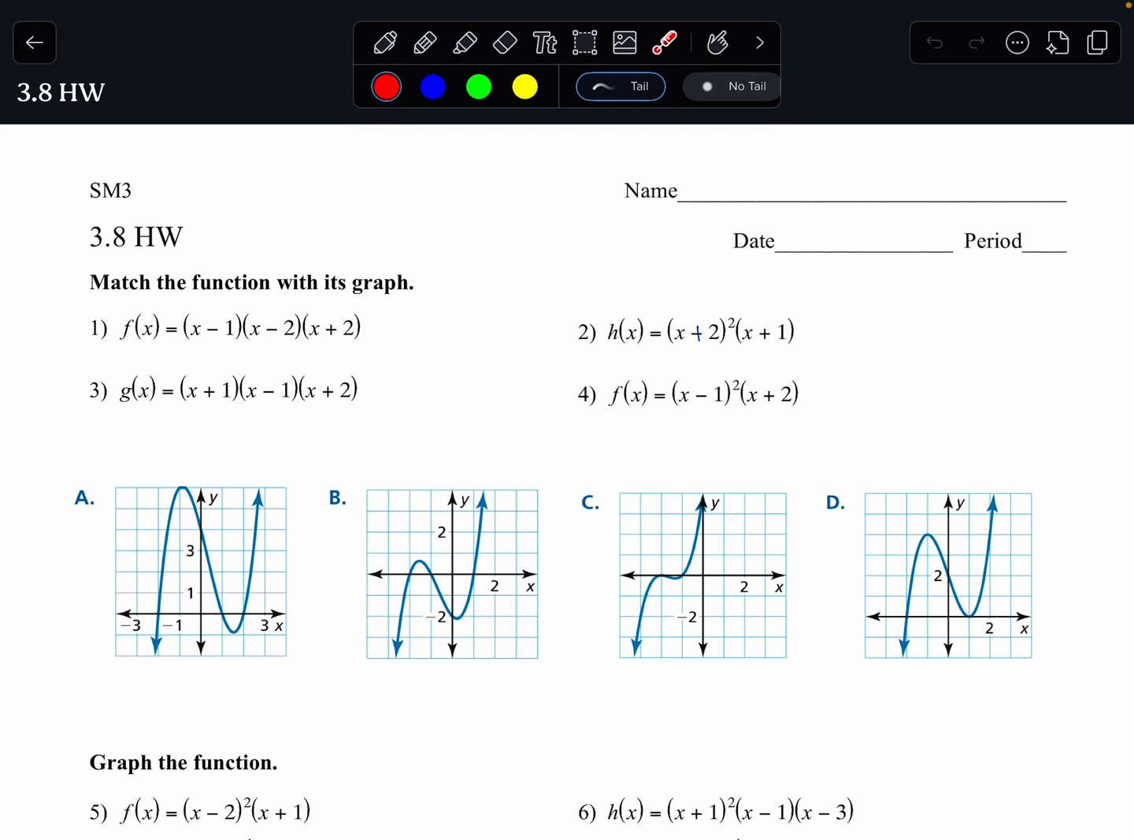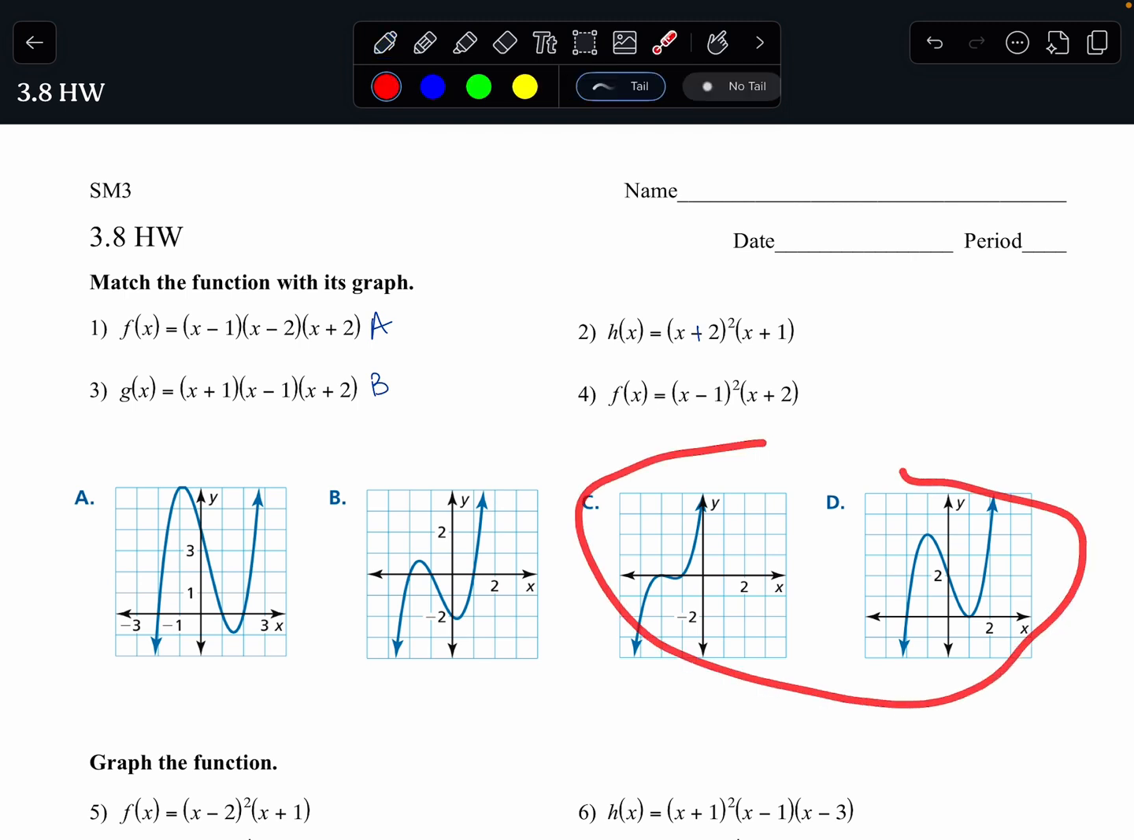Is that it right there? So this right here is going to be A. I think so. And then for 3, this is going to be -1, 1, and -2. So this has 1, like that right there. This has -1 for that right there, -2 for that one right there, so this one's going to be B.